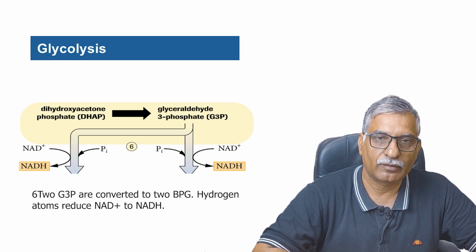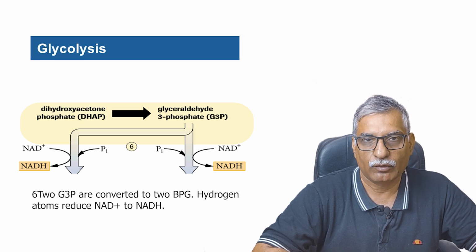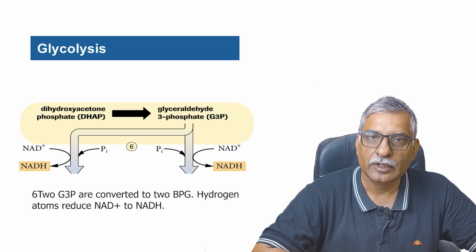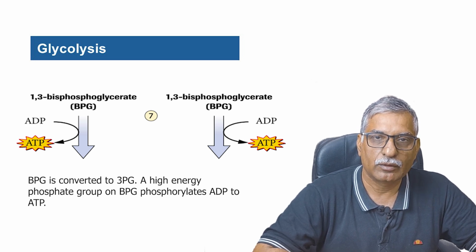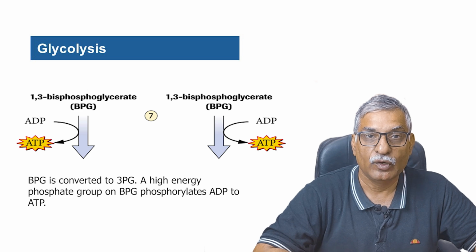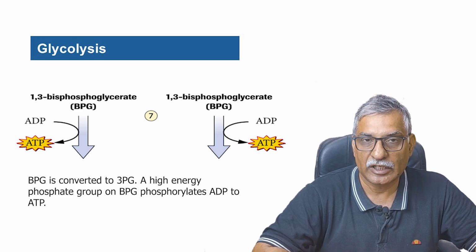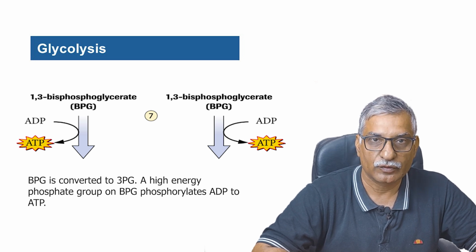Now the space generated after the loss of hydrogen is captured by the inorganic phosphate. So inorganic phosphate ions that are present in the cytoplasm are added, one in each molecule of glyceraldehyde 3-phosphate. So after oxidation and addition of inorganic phosphates, these two molecules are converted into 3-phosphoglycerates. And actually it's not 3-phosphoglycerates, but 1,3-bisphosphoglycerates. Each 1,3-bisphosphoglycerate is a 3-carbon molecule with 2 phosphates added.